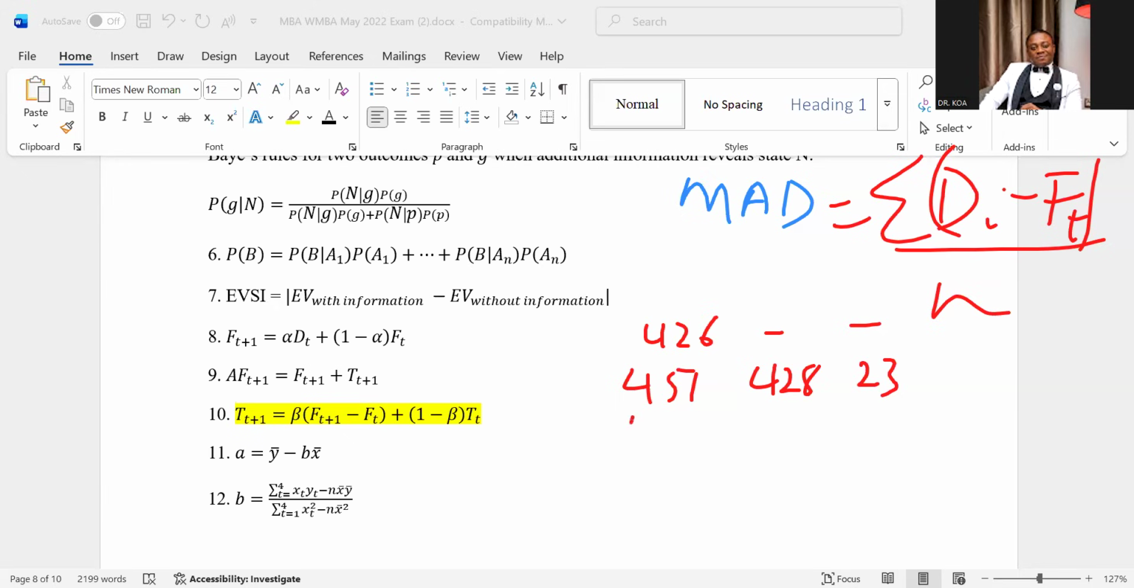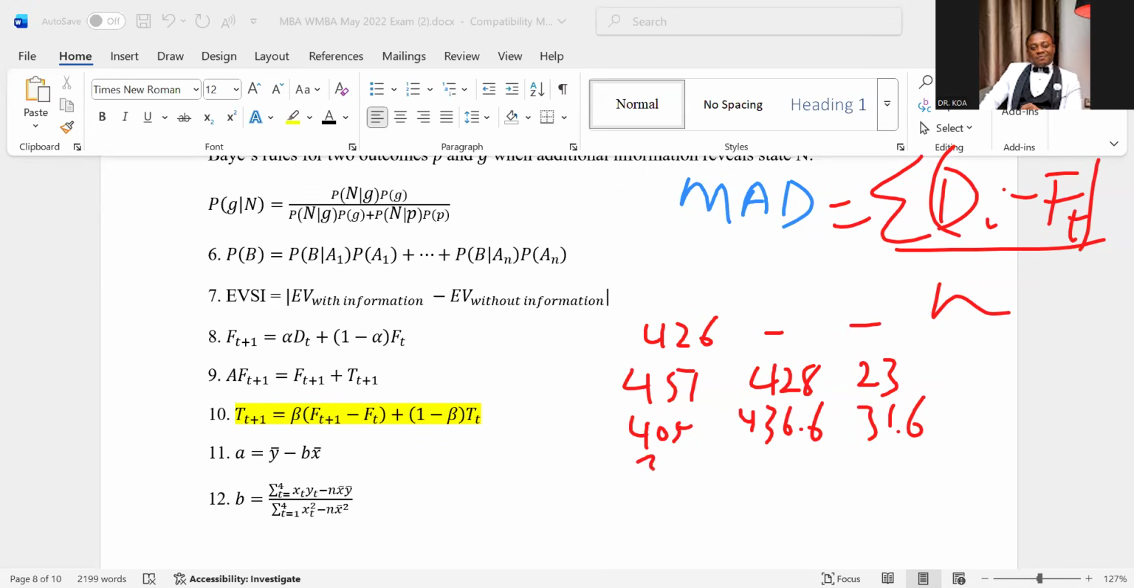Then the next one was 405. Check the table. You see all this. Minus 436. Go and check. We had 436.6. 31. Okay, but let's take the absolute value. So that is 31.6. Yeah.